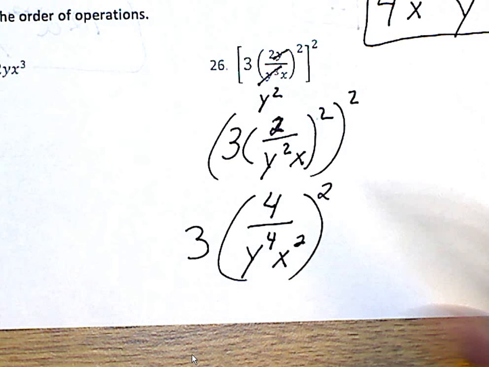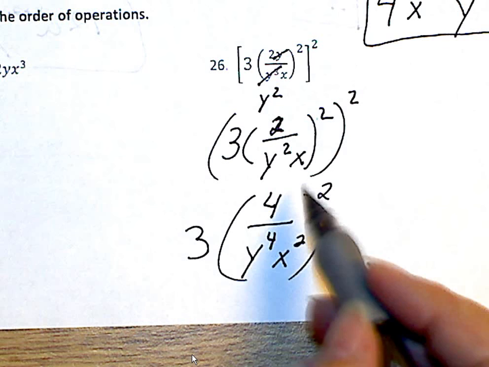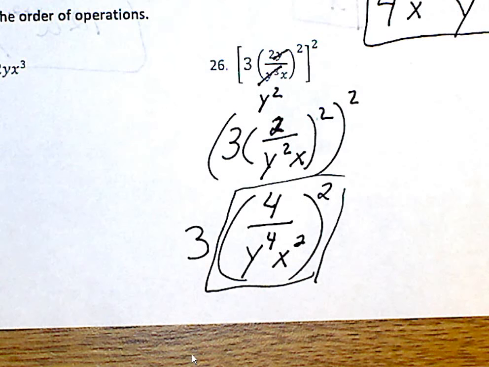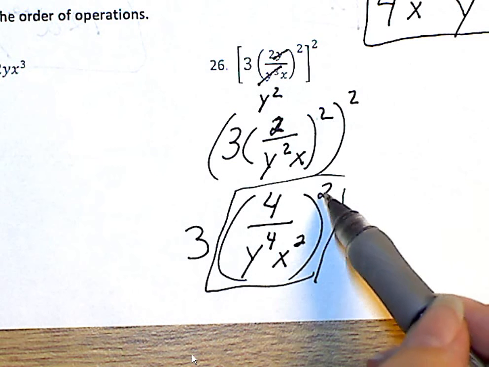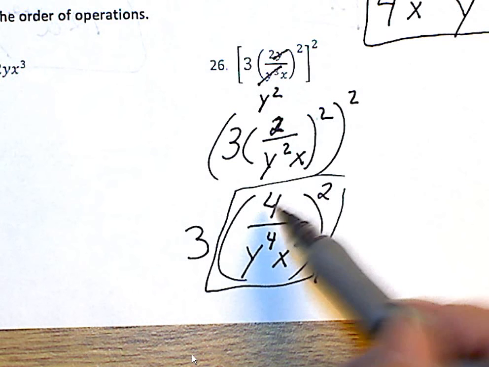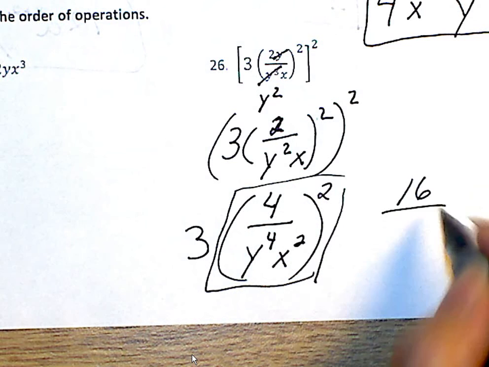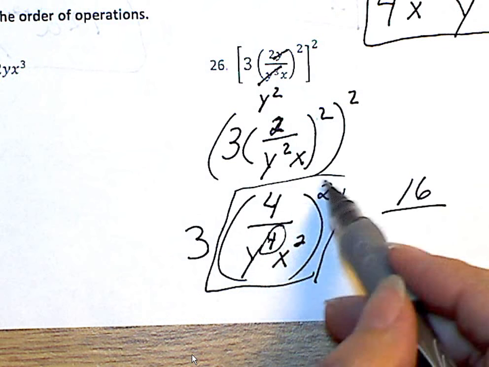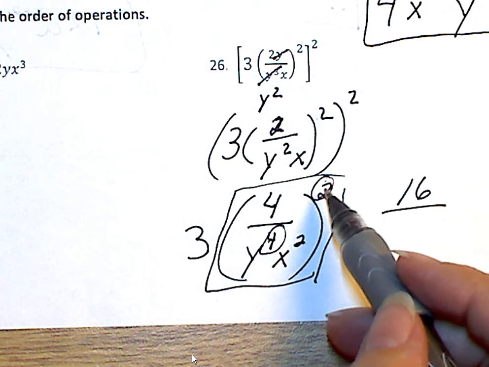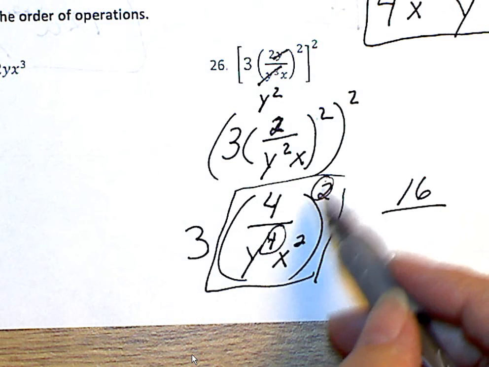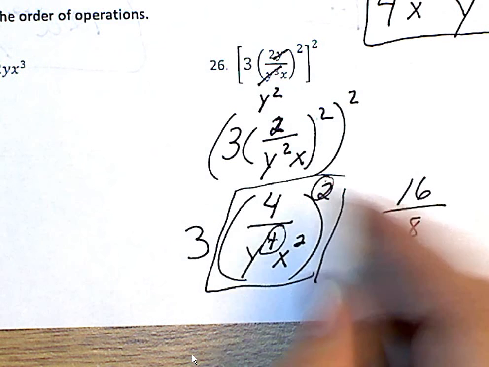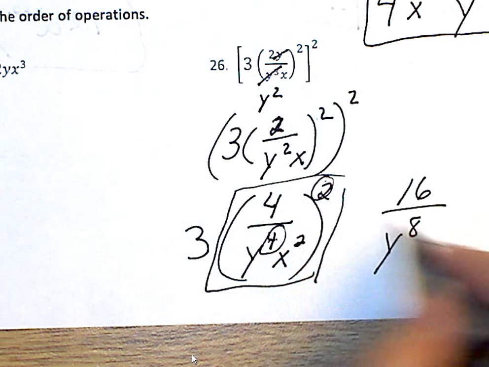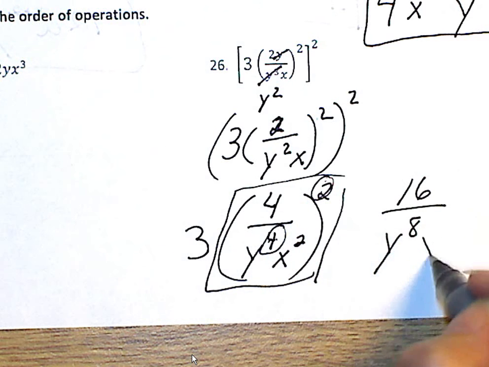So now this is the next step right there. So I take my square to each thing. So 4 squared, 4 times 4 is 16. And again, what do you do to your exponents when you're raising a power to a power? Multiply. So we multiply those. So we have y to the 8. We have square, square, so this is multiplying again. So we have x to the 4th.